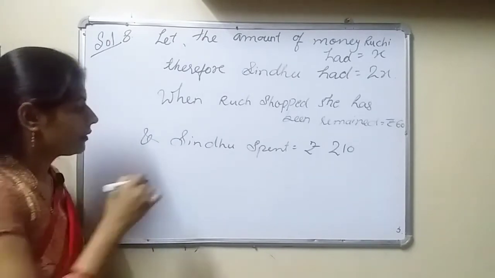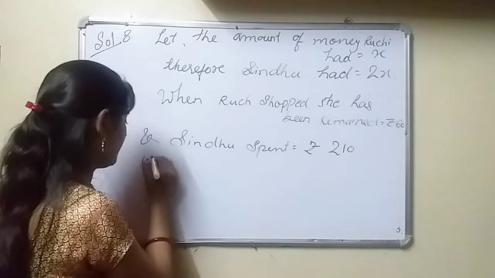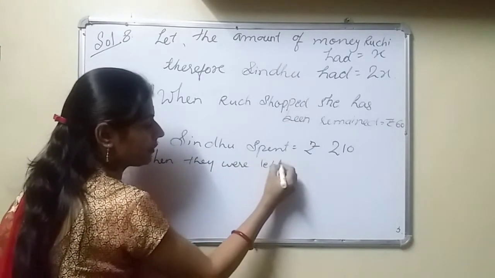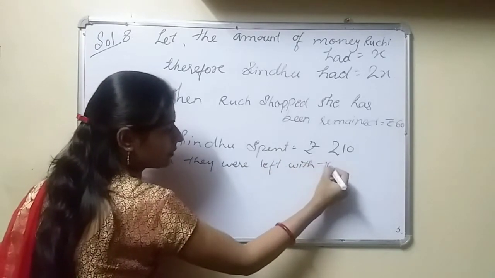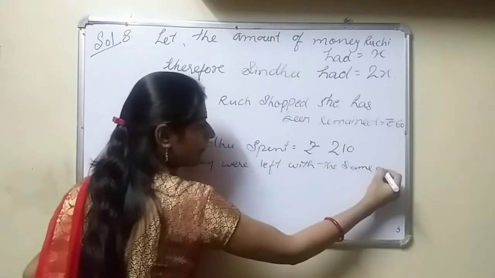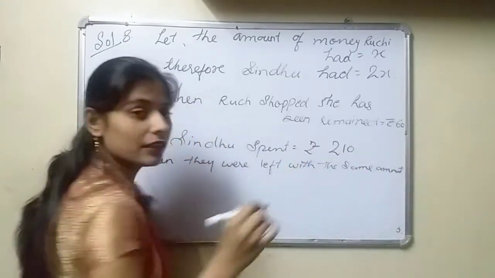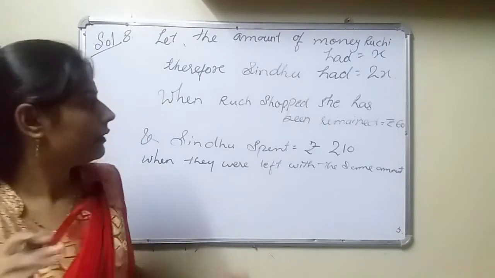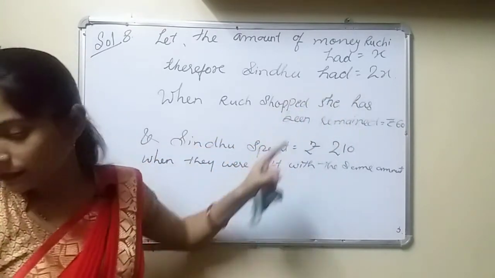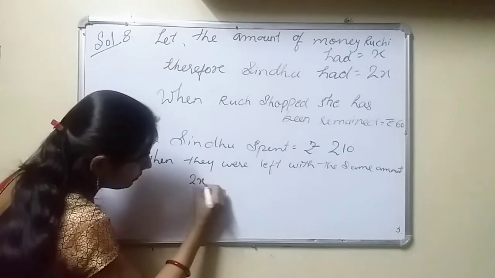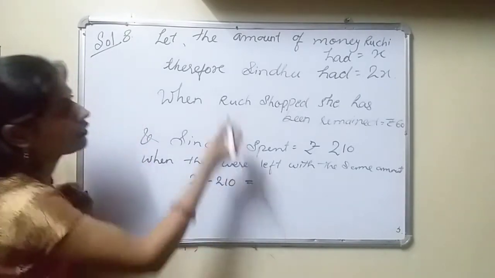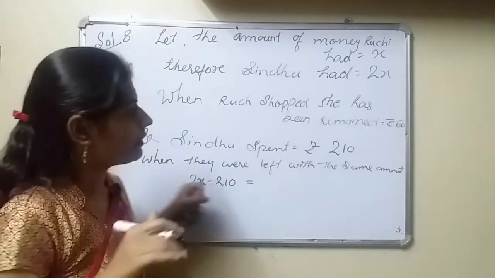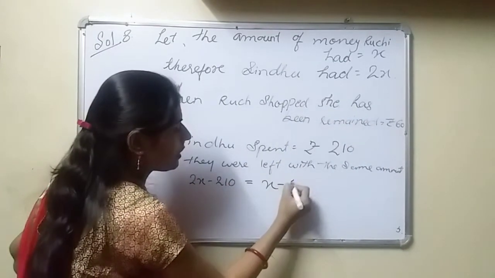Now see, they were left with the same amount. How much money were they left with? Both have the same amount, that you have to find. Now see, twice the money Sindhu had, that is 2x minus 210, is equal to how much money Ruchi has, that is x, and how much she remains with, that is rupees 60. That will become x minus 60.